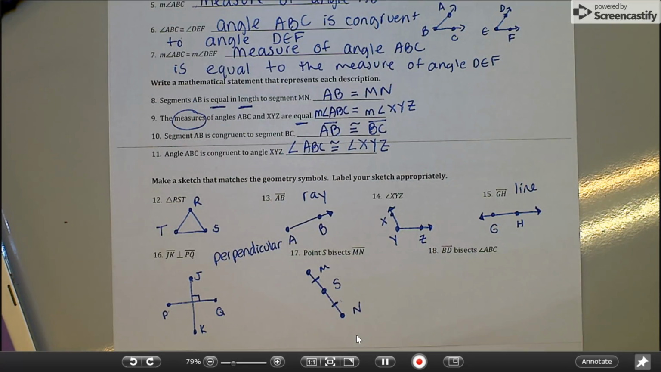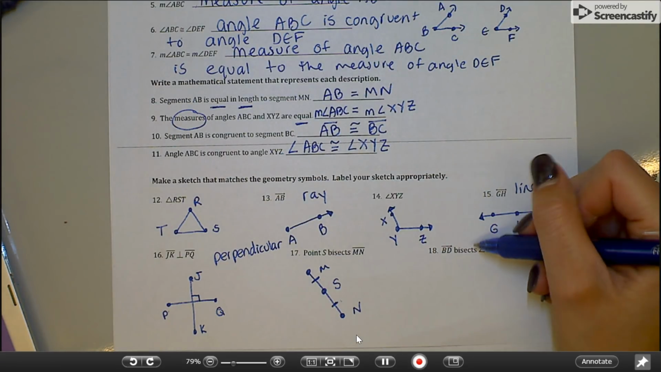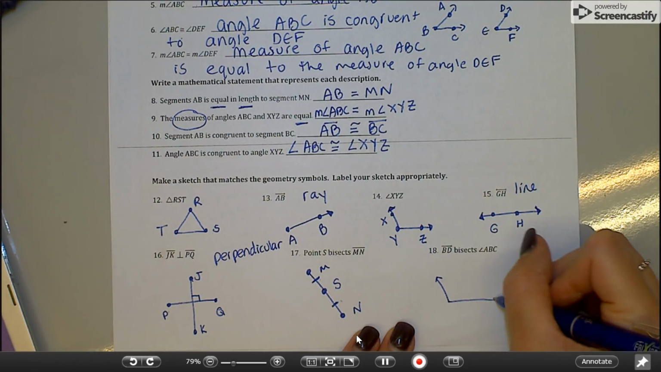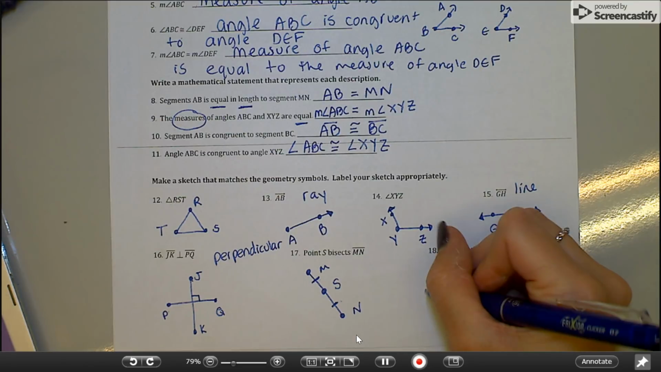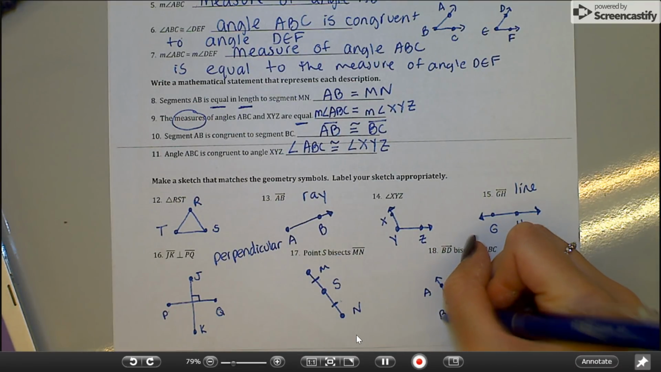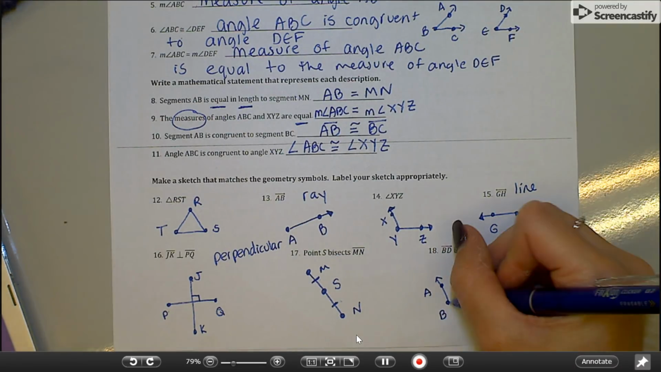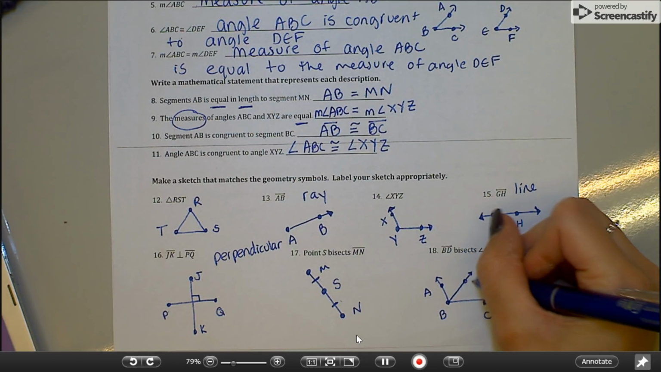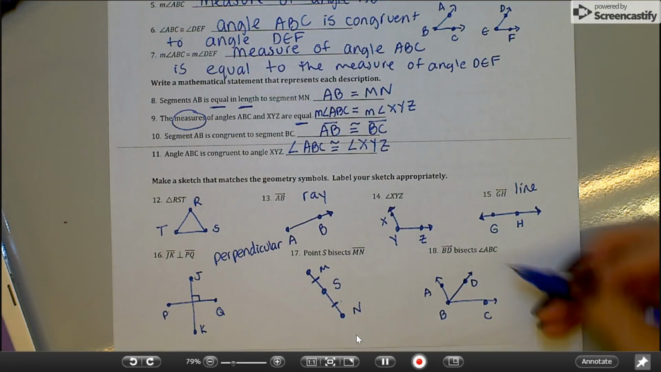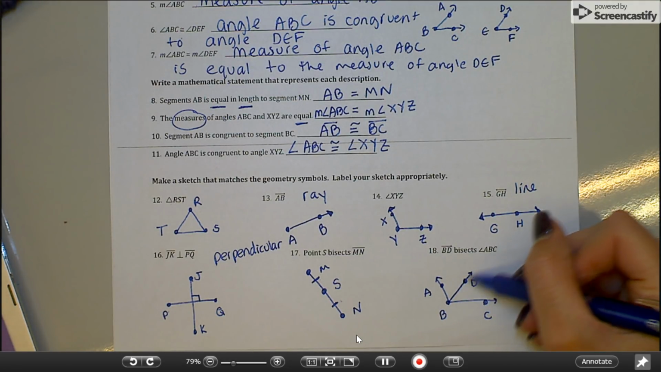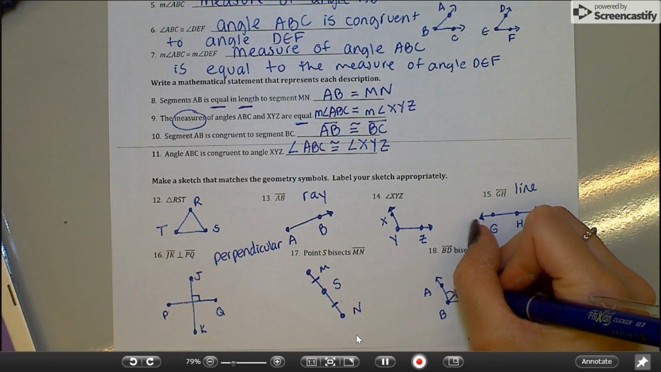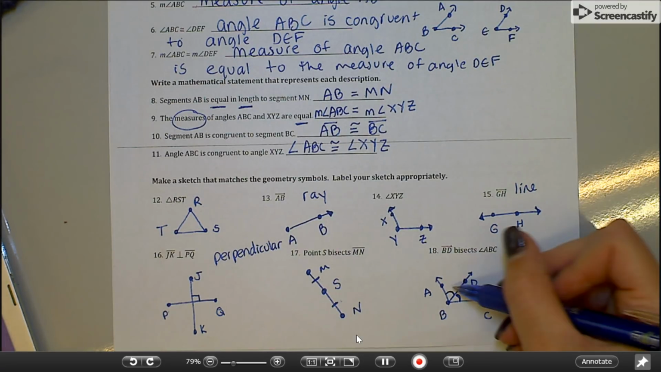And then 18, remember this is a ray, ray BD bisects angle ABC. So if I make an angle with A and then B and then C, I could make a ray that goes through, has D as a point on the ray. Notice how the ray has this arrow because it goes on in one direction only. And since it bisects, it divides the angle into two congruent angles. So these two angles are congruent.